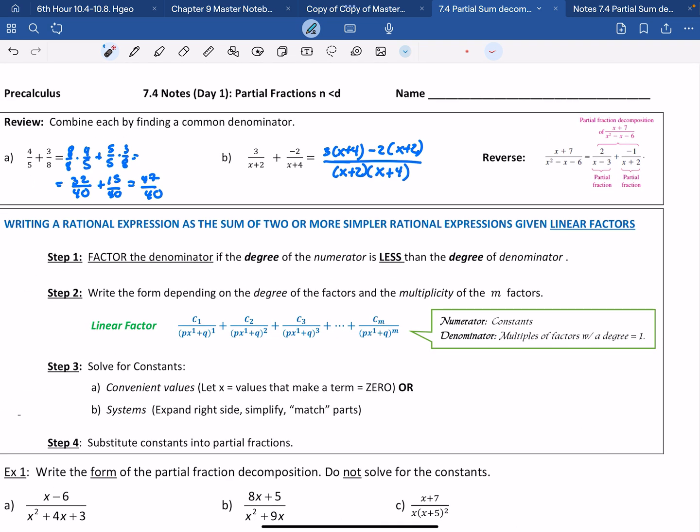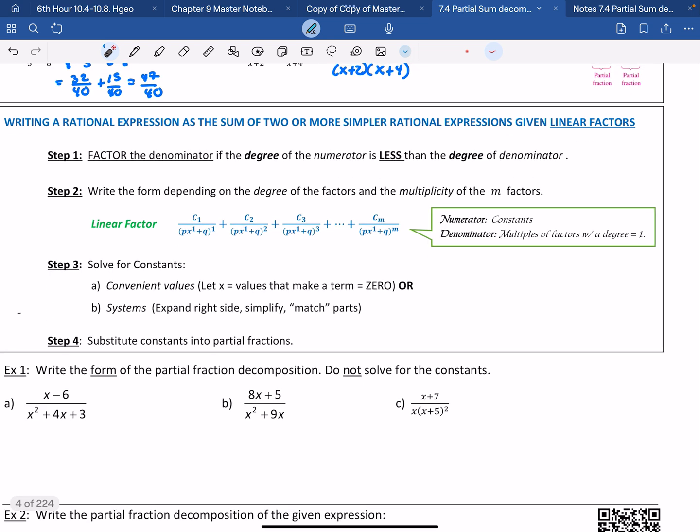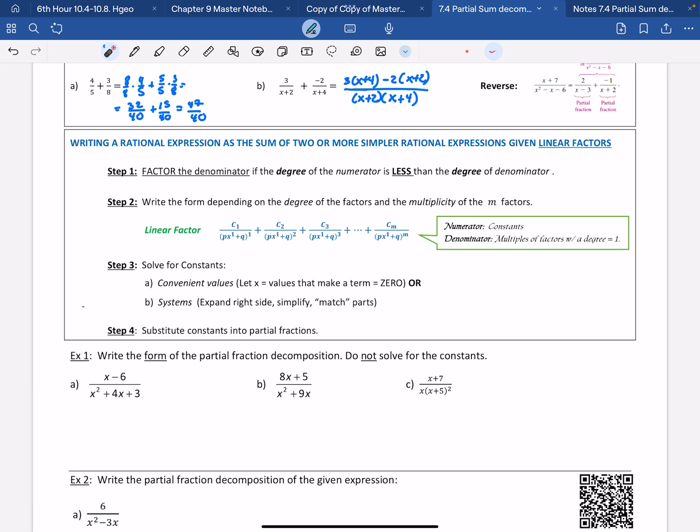I'm going to give you a step-by-step process of how we're going to go about doing this. Everything on this first lesson, I did break into 2 lessons. In the first lesson, all of the factors on the bottom, all of these down below, are going to be what we call linear factors.